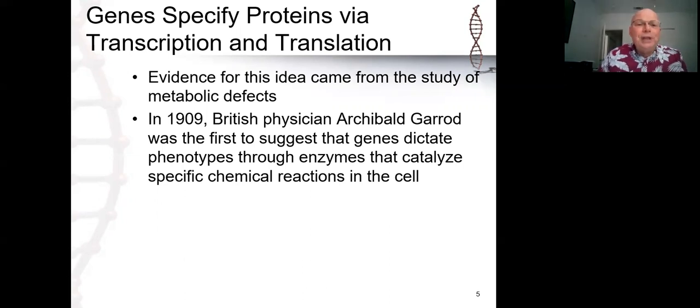In alkaptonuria, and this sounds a little bit scary, your pee is black. That's what it looks like. It's black in color. And Garrod realized that the problem must lie in one of the reactions that led to the presence of urea and uric acid in the urine of the individuals that he was looking at.